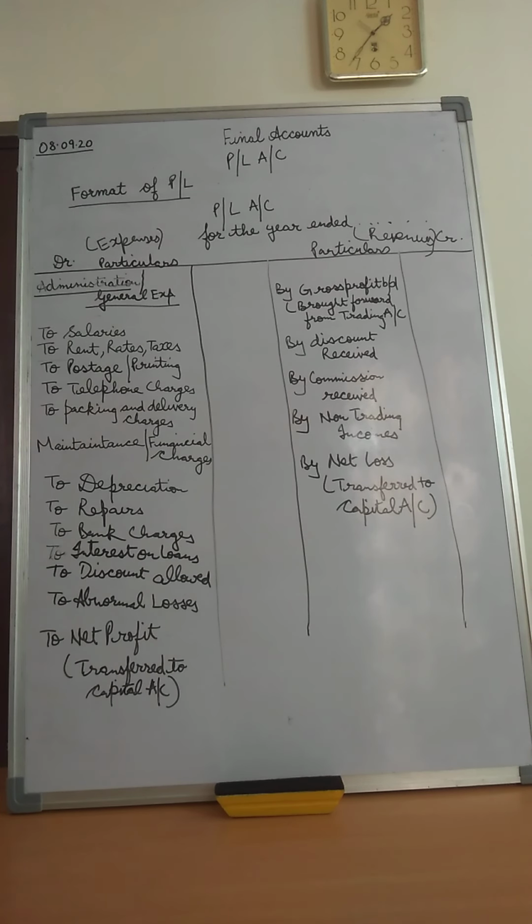On the debit side, children, we have the administration and the general expenses. Under this, we have salaries, we have rents, rates, taxes, etc., which are all related to the office. Then we have postage, printing, stationery. Then we have the telephone charges which are related to the office, and electricity charges. Then we have the selling and distribution charges.